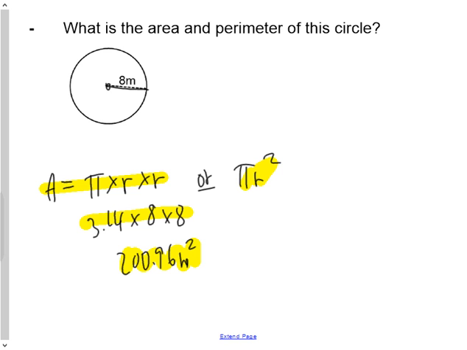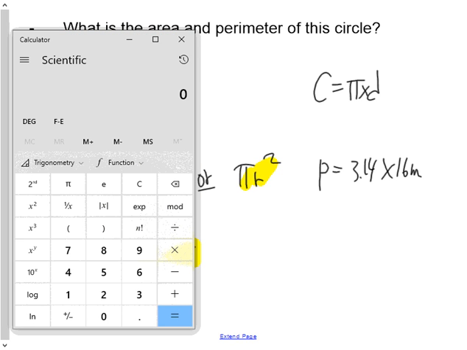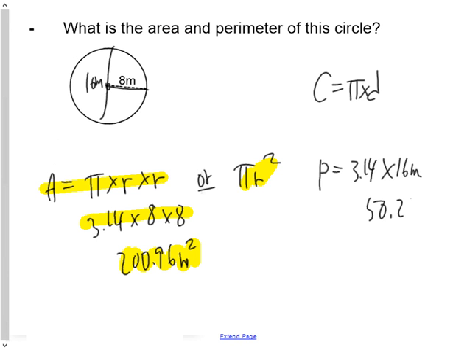And your last question, your perimeter, which is also the same thing as circumference, is pi multiplied by diameter. If the radius is 8, then the diameter is 16 meters. 3.14 times 16 is 50.24. And since it's meters, that's the distance around, or the circumference or perimeter. So that is your answer.